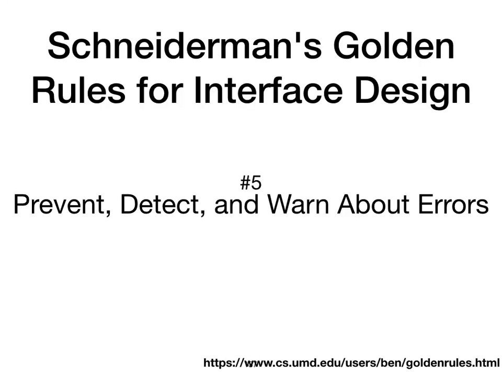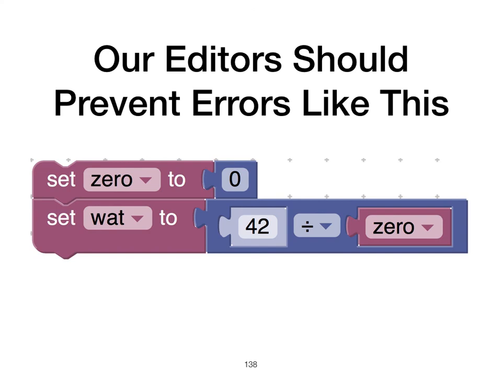Ben Schneiderman years ago wrote a set of golden rules for interface design. And number 5 is that interfaces should prevent errors, and that when they can't prevent them, they should detect errors and warn users. This editor is a failure as a user interface because it doesn't prevent this error, and it doesn't detect it, and it doesn't warn about it. The user is left to scratch their heads at runtime to figure out what went wrong.